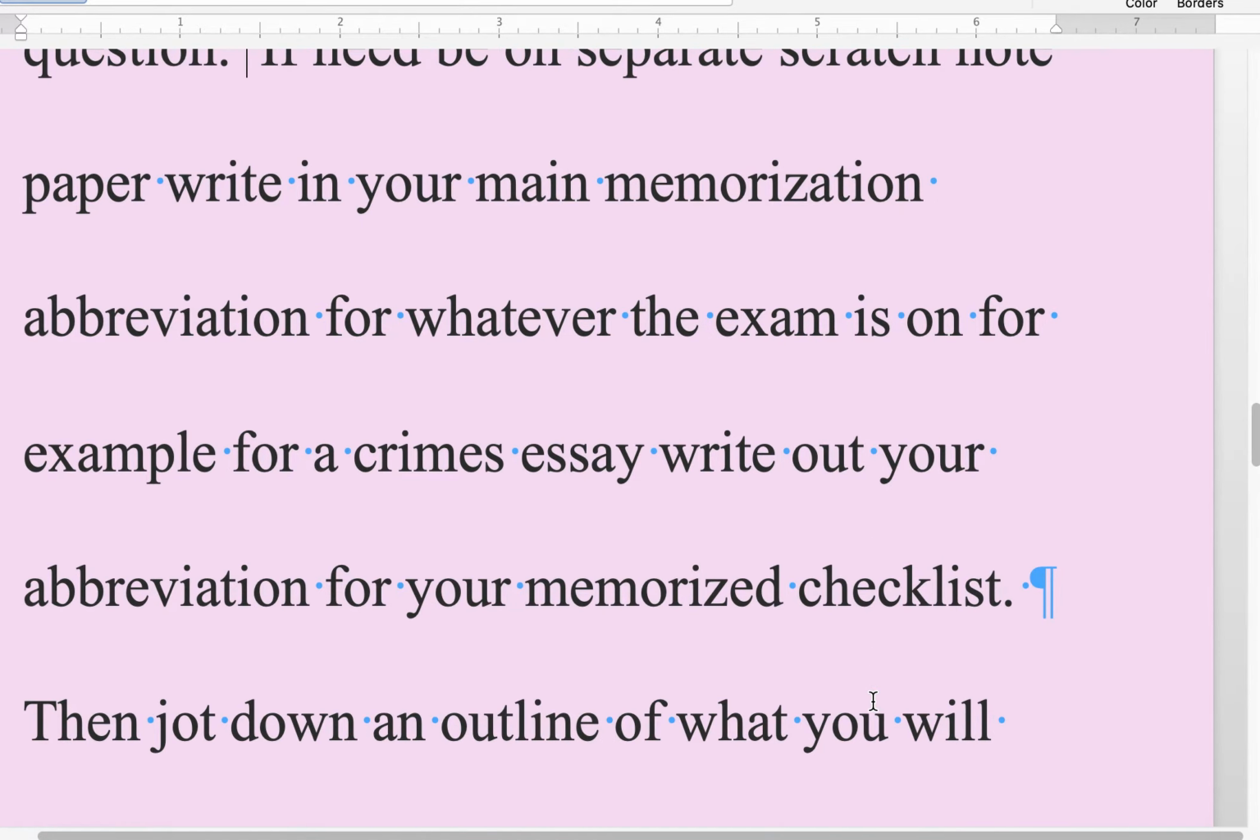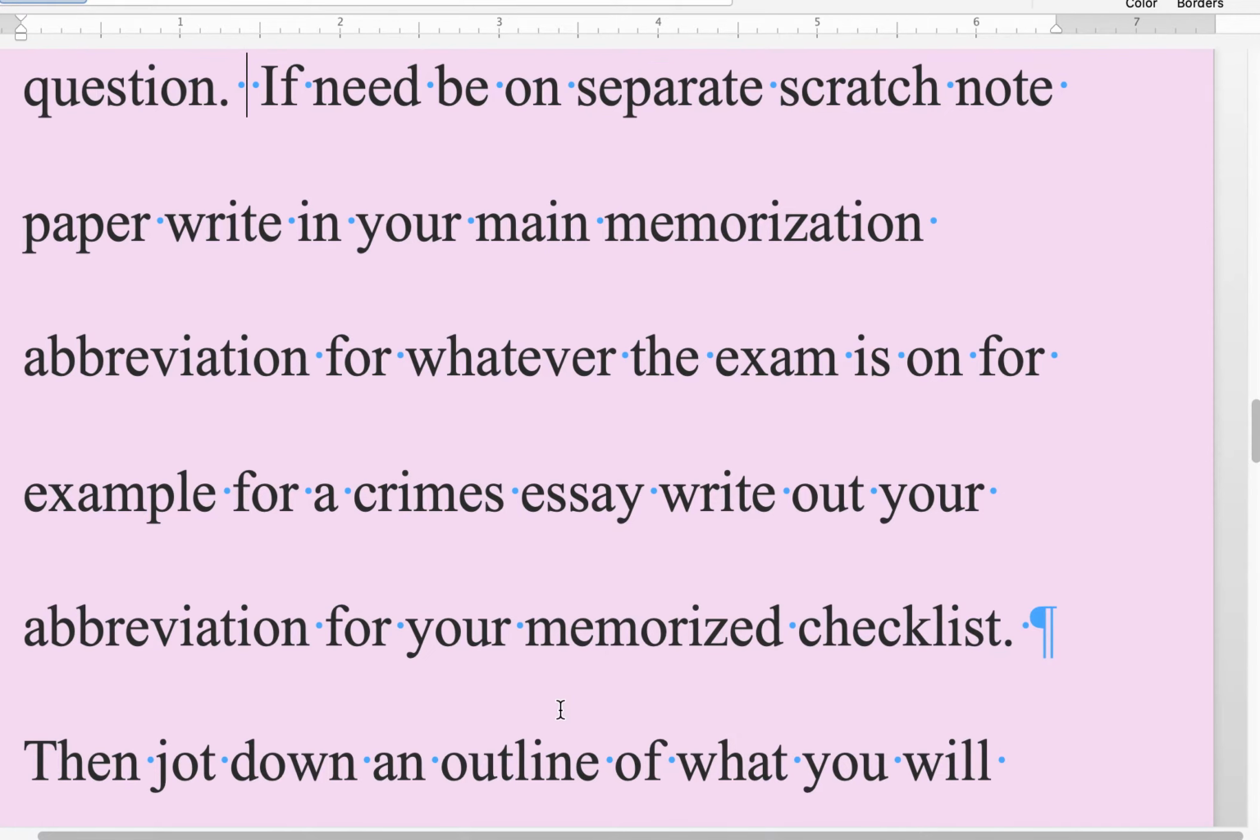And don't write the whole thing out or any definitions. Just write really short abbreviations. You're going to be timed on the test. You're going to have about an hour for each question. So you don't want to waste your time writing out definitions you already have memorized.